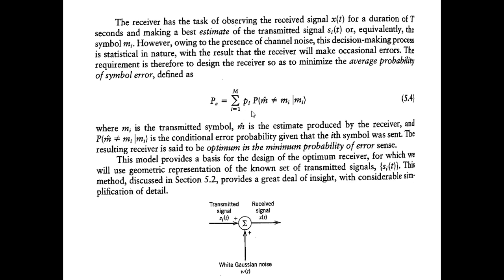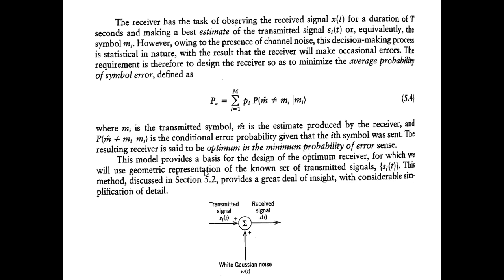We just find out the actual transmitted symbol by using this. Where Mi is our transmitted symbol and M cap is our estimate produced by the receiver, and P(M cap not equal to Mi | Mi) is the conditional error probability given that the ith symbol was sent. So the resulting receiver is said to be optimum in the minimum probability of error sense.